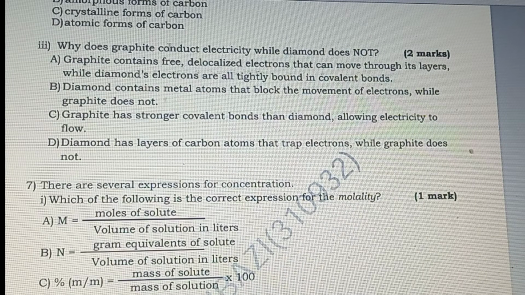6.3. Why does graphite conduct electricity while diamond does not? The correct answer is letter A. Graphite contains free or delocalized electrons that can move through its layers, while the diamond electrons are all tightly bound in covalent bonds. That is why graphite has free electrons that carry electricity, but diamond does not.